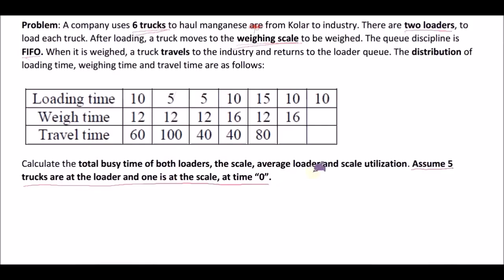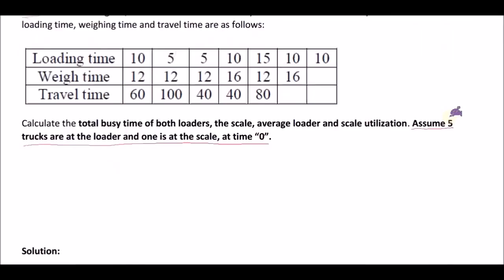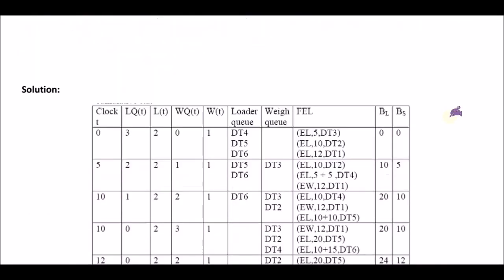So this is crucial, as it will help us start solving the sum and get an idea of what the scenario is at time 0, so that we can move ahead and calculate the rest of the things like the busy time of both the loader and scale, and the average loader and scale utilization. So as usual, let's look at the solution.